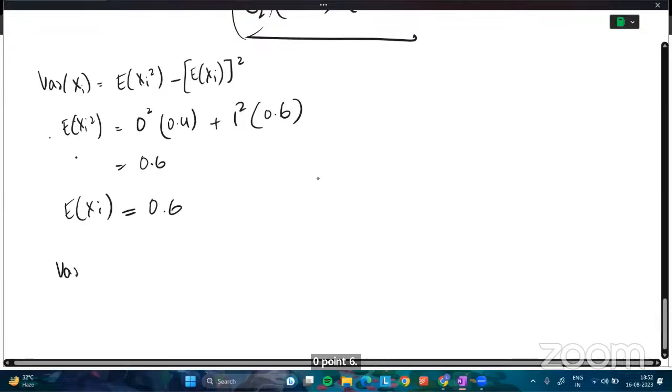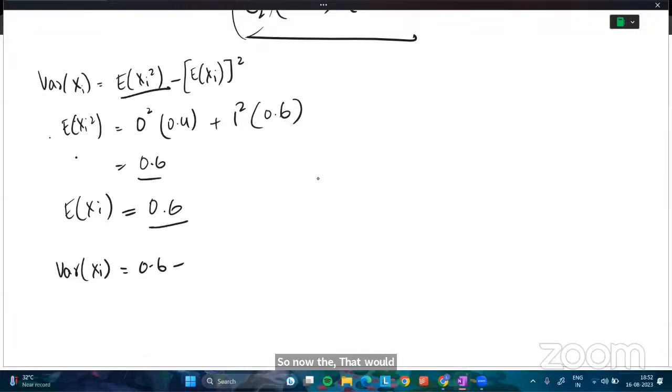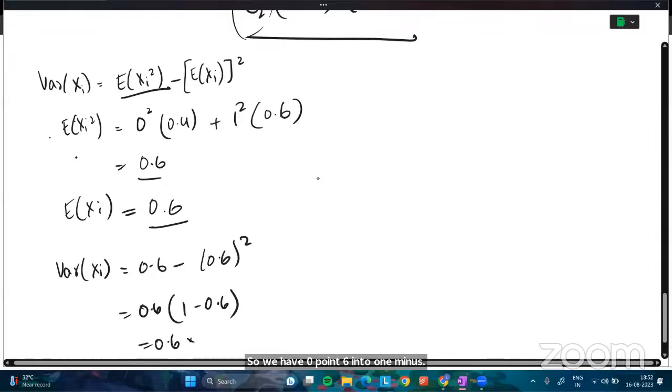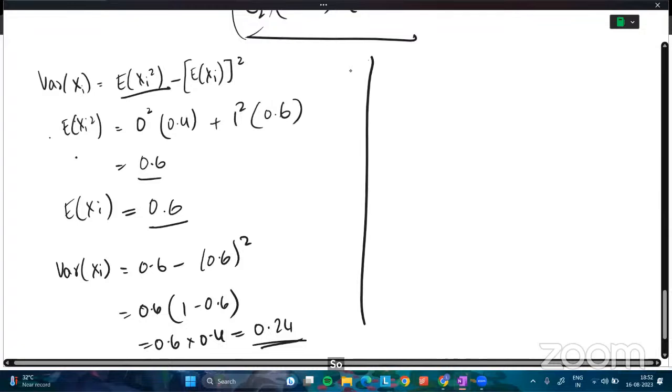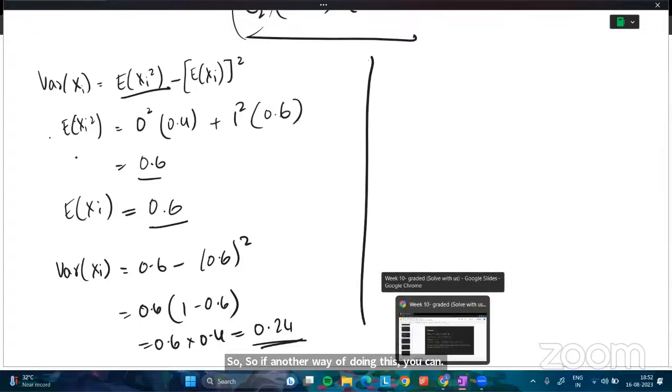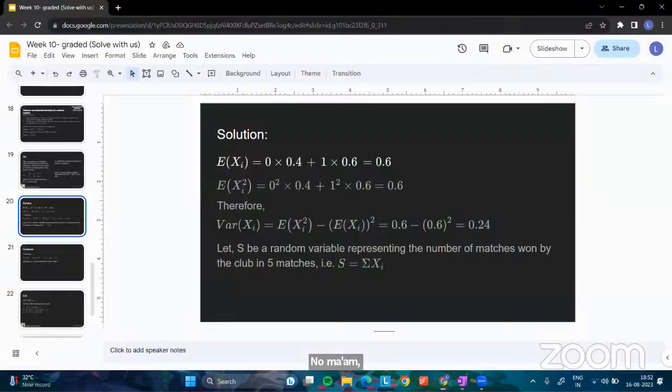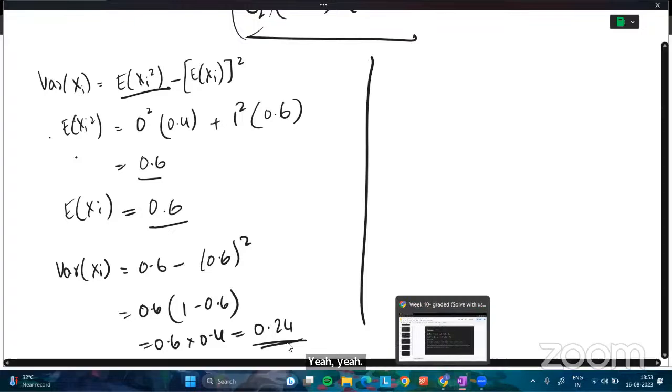So now the variance formula will be expected value of xi square, 0.6, minus expected value of xi the whole square. So we have 0.6 into 1 minus 0.6. So 0.24 will be the answer. Because the variance of the xi distribution will be 0.24, another way of doing this would be to multiply 0.24 into 5, then the answer is 1.2.